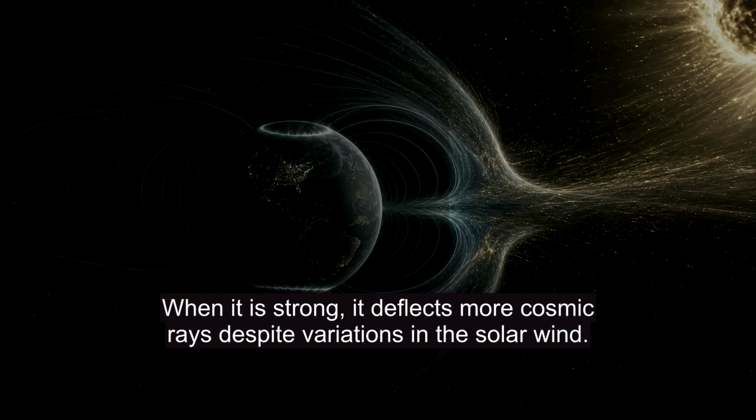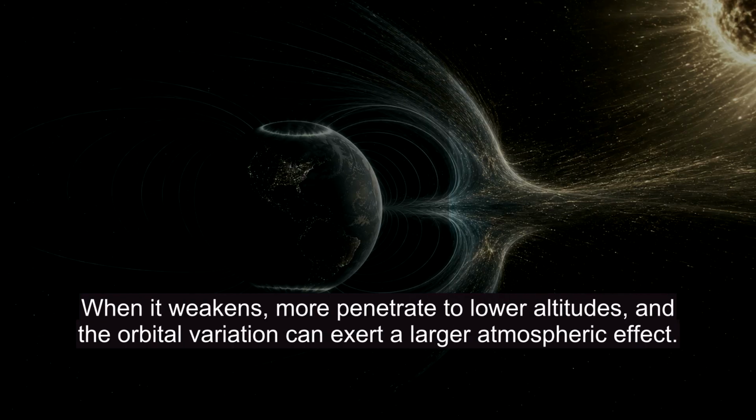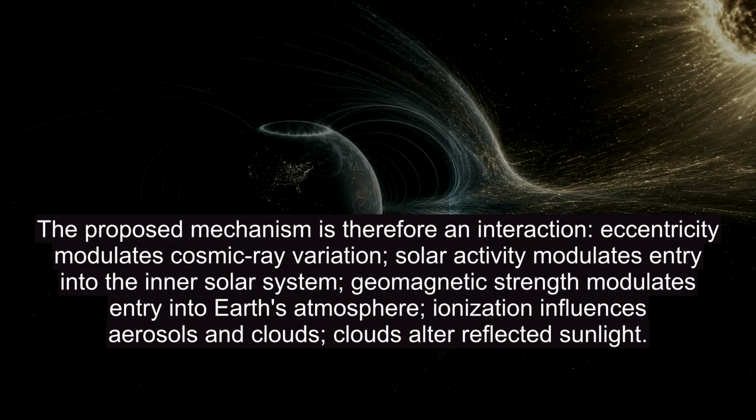When it is strong, it deflects more cosmic rays despite variations in the solar wind. When it weakens, more penetrate to lower altitudes, and the orbital variation can exert a larger atmospheric effect. The proposed mechanism is therefore an interaction. Eccentricity modulates cosmic ray variation, solar activity modulates entry into the inner solar system, geomagnetic strength modulates entry into Earth's atmosphere, ionization influences aerosols, and clouds alter reflected sunlight.